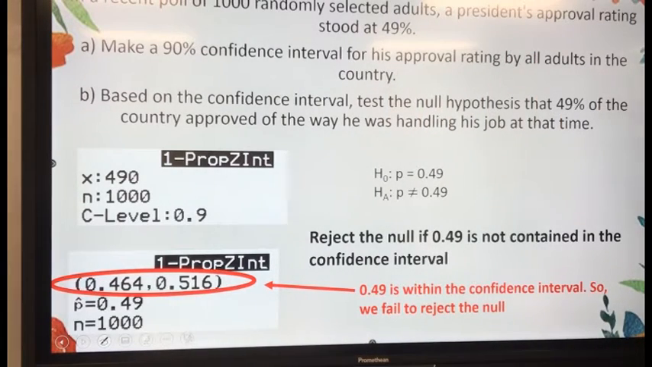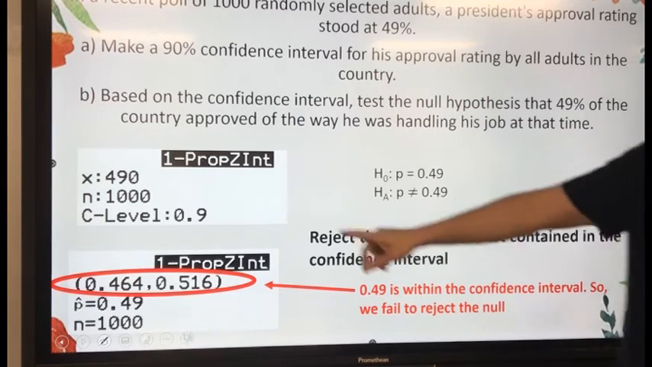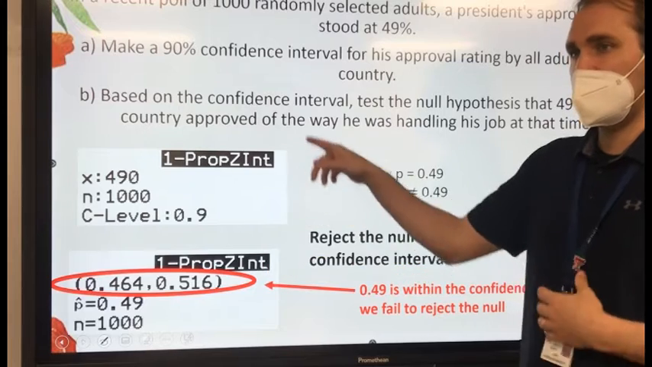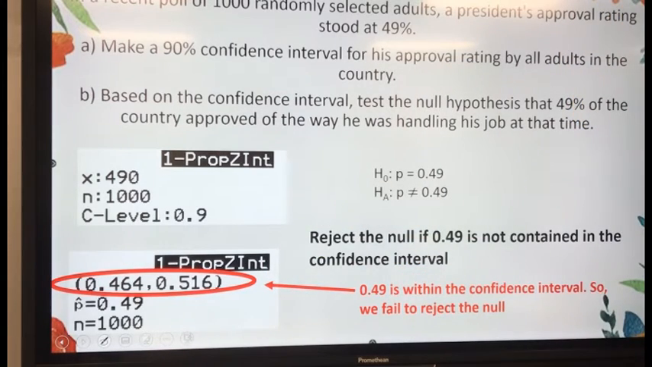So I failed to reject it because it fits within my confidence interval. So we're just stuck at that. Run more tests. So that's how you can use confidence intervals to accept or reject your null. You don't just have to do that one proportion z test. You can do a one proportion interval test. Another way of looking at it.